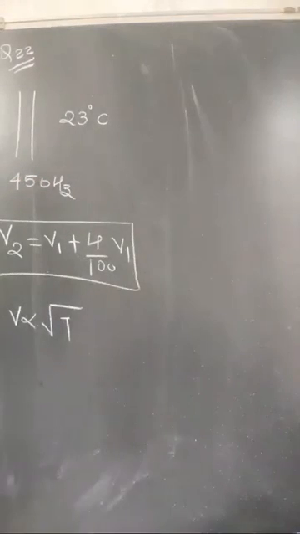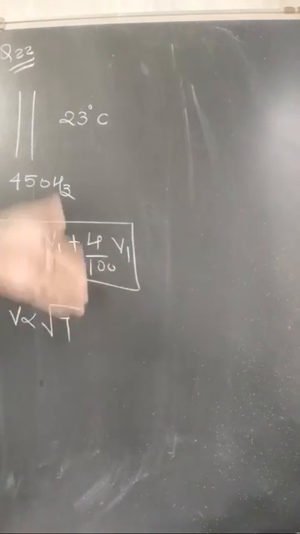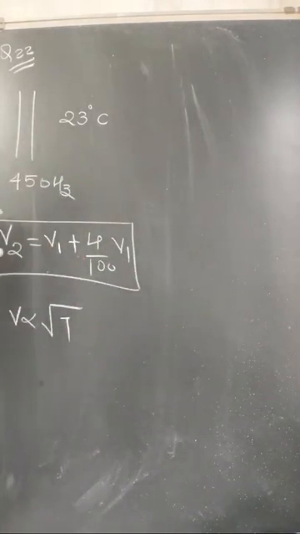Then it says, at what frequency does the same pipe resonate on a hot day when the speed of sound is 4% higher? Speed is 4% higher, 4% more. So V2 is V1 plus 4 upon 100 into V1. I hope now the question is clear to you.